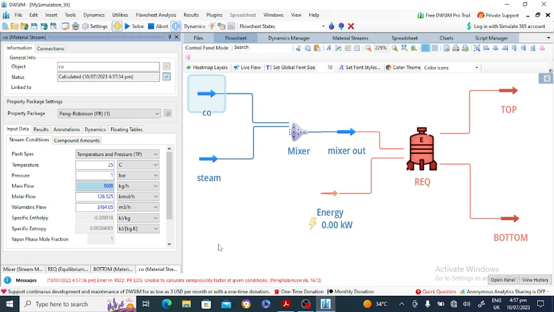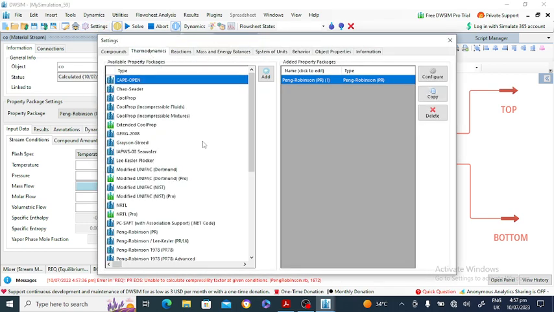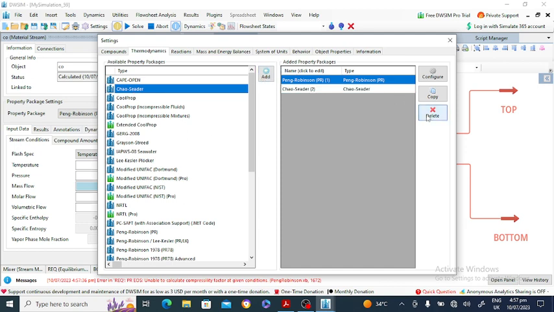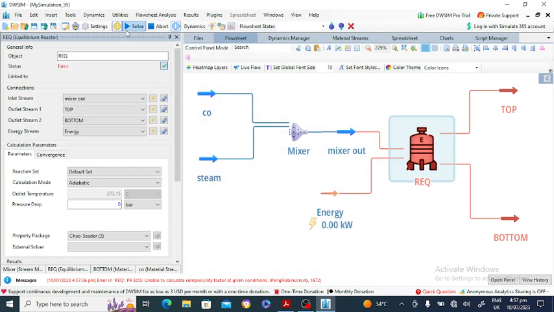Now we will change the package. So go to the thermodynamic and select the Chao Seader, add it and remove the Peng Robinson. So we will check whether it works or not. Now click on the solve button. So it is taking some time. It will take some time.